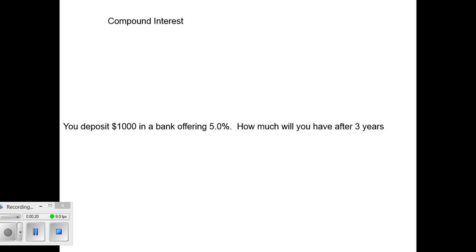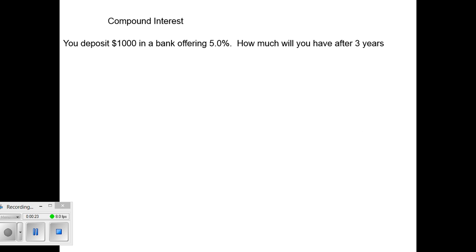Well, now we're going to start talking about some financial applications. That is, we're going to take a look at how we incorporate logs and exponents into an application. We're going to start with compound interest. We'll start with simple interest first, okay?